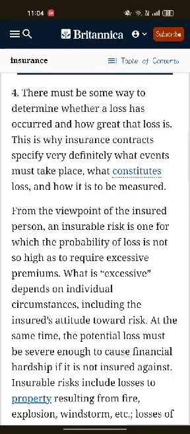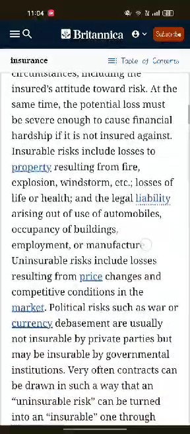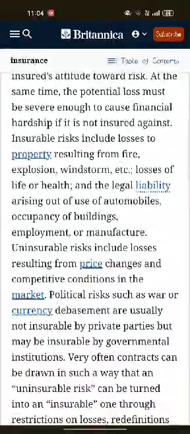if it is not insured against. Insurable risks include loss to property resulting from fire, explosion, windstorm, etc., loss of life or health, and the legal liability arising out of the use of an automobile, a company building, employment, or manufacture. Uninsurable risks include loss resulting from price changes and competitive conditions in the market.